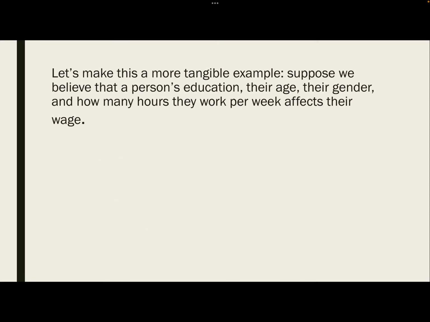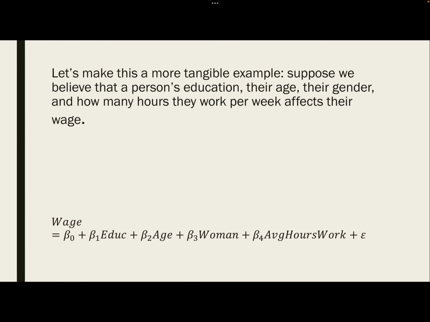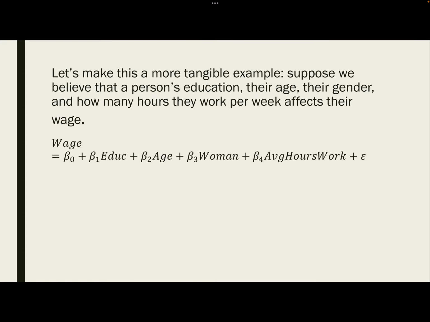So let's make this a more tangible example. Suppose that we believe a person's education, age, their gender, and how many hours they work affect their wage. We'd have an equation that looks something like this. So let's suppose this is wage per week. We think years of education would affect it. Their age, how old they are. 1 if they're a woman, 0 if they're not. And average hours they work.